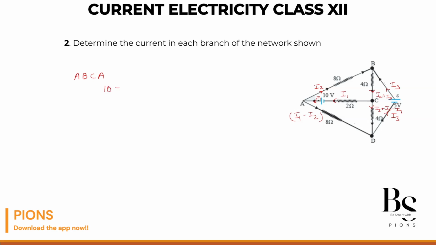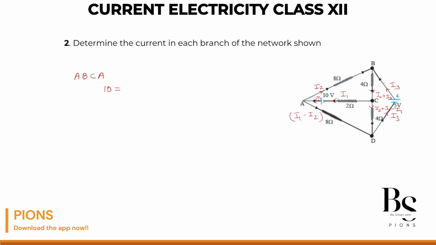Batteries I am keeping always on the left hand side, everything else on the right hand side. So 10. Why, sir, is this 10 positive? Because I consider that in my loop I am going from the positive terminal to the negative terminal. So I always go from positive of the battery to negative. Clear? Now be very careful.